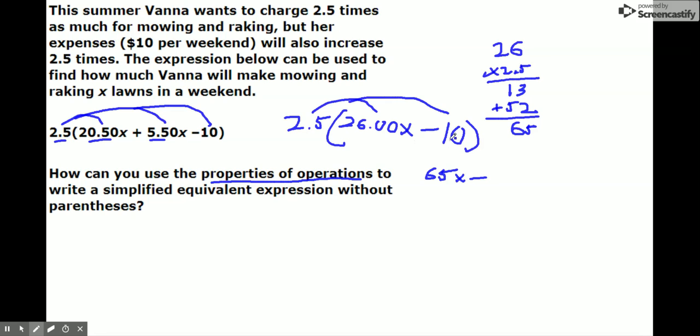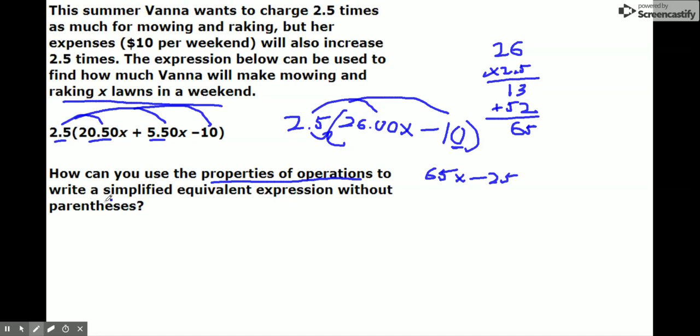minus 2.5 times 10. And this is multiplying by 10, right? So when you do that, you can just shift your decimal. You're multiplying, so you shift one to the right. So I take this decimal, I move one to the right, and it becomes 25. So I take 65 times x, which is the mowing and raking x lawns. That's the number of lawns that Vanna worked on, minus $25 in expenses. And that would give you how much she would make. That would give you her kind of profit.